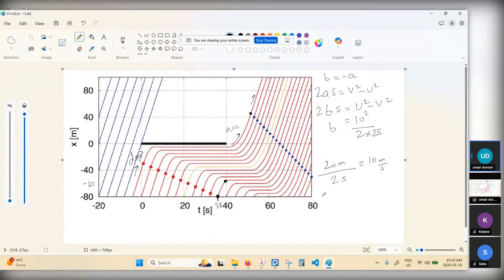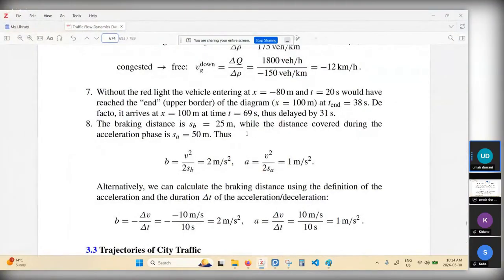So if we estimate that, this is 100 divided by 25, that comes out to be 4. 4 divided by 2 is 2. The b is 2 meters per second squared. And if we do the same thing for acceleration, 2as equals v squared minus u squared, then we get 1 meters per second squared for acceleration. Any questions about this?